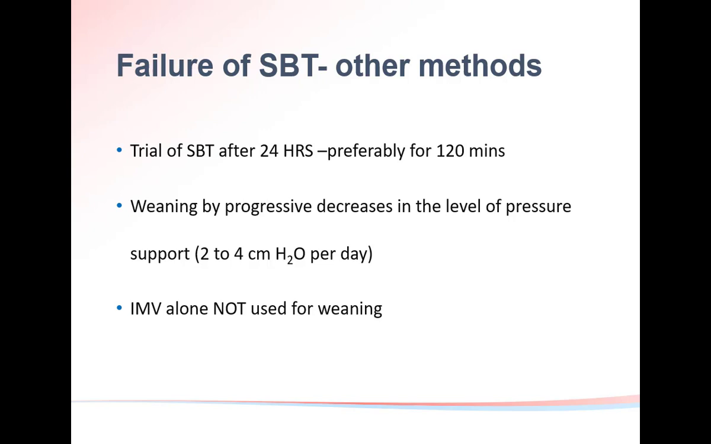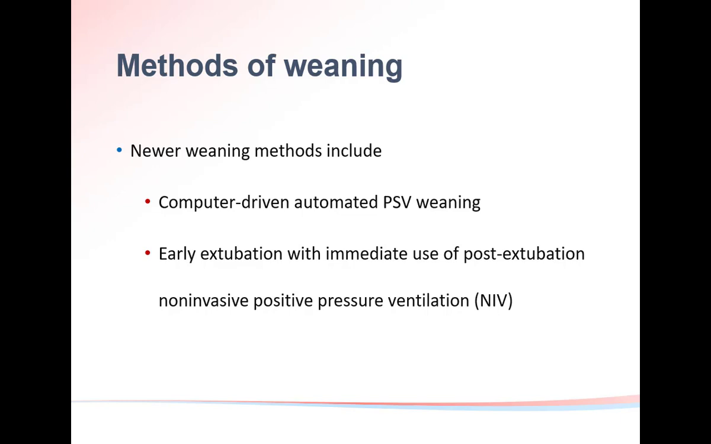The other method is weaning by progressive decrease in the level of pressure support. In addition to the spontaneous breathing trial, you could try the progressive decrease. Like if the pressure support is 14 today, you make it 10 or 12 the next day. And if he's breathing all right, the next day or in the evening, you can decrease it further. Intermittent mandatory ventilation, I said, is not used for weaning. So these are the two important methods: spontaneous breathing trial and progressive decrease in the pressure support, the most common and the most effective methods of weaning.